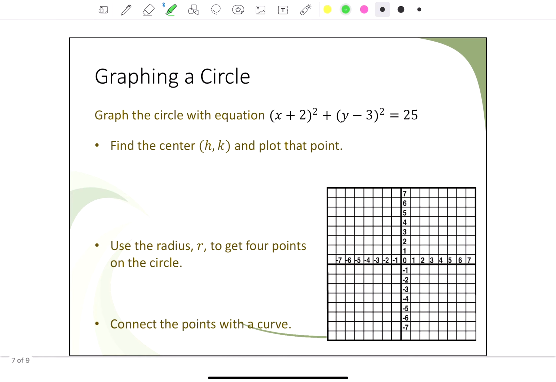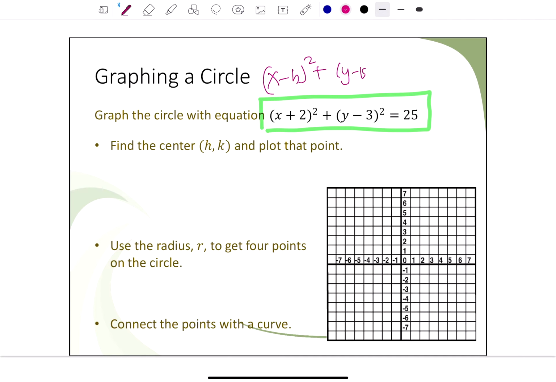Okay, next, we are given the equation of a circle and we're looking for the center of the circle. Let's compare with x minus h squared plus y minus k squared equals r squared. It looks like h would be negative 2 and k positive 3, and the radius in this case would be 5. Let's go ahead and plot this. h is negative 2, so x is negative 2, and y is positive 3.